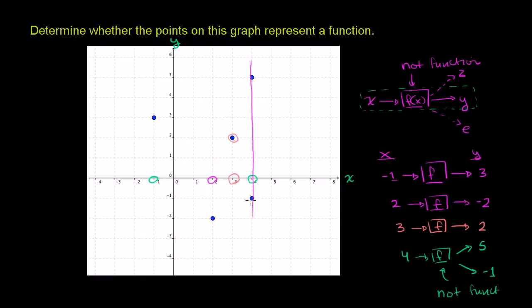And if you do, that means that there are 2 or more values that are related to that value in the domain. There are 2 or more outputs for the input 4. And if there are 2 or more outputs for that one input, then you're not dealing with a function. You're just dealing with a relation. A function is a special case of a relation, or you could view it as a well-behaved relation.